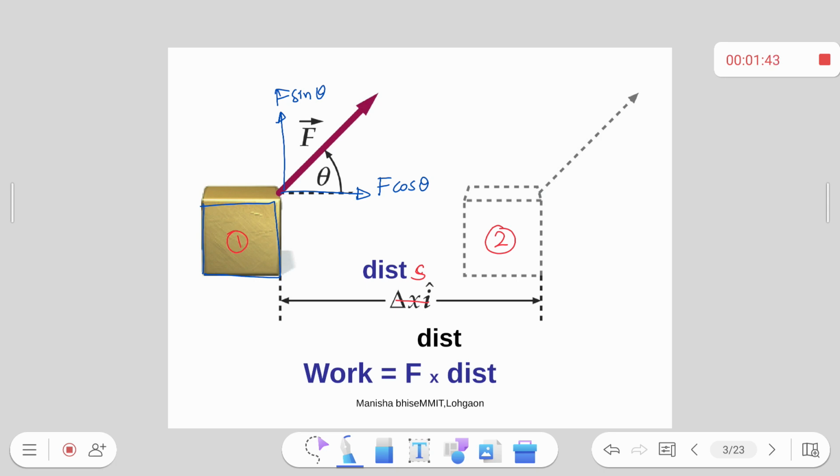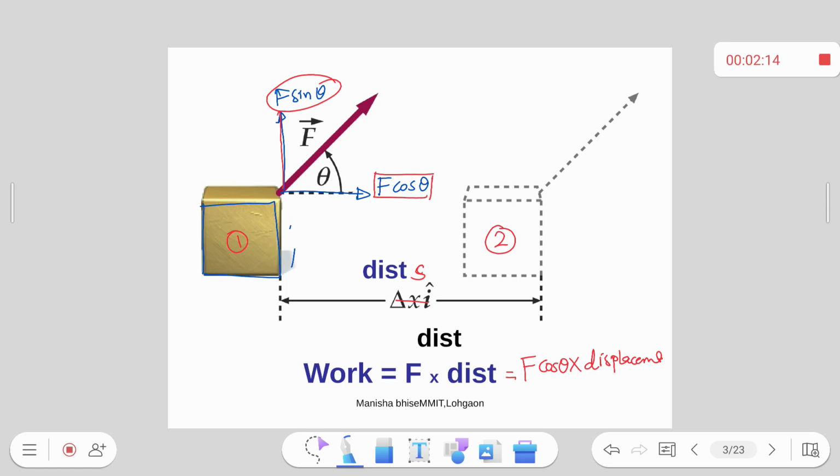This is F cos theta. Only one force is responsible for work done, because the object is moving in the horizontal direction, so there will be no motion in the vertical direction. If I write the formula, it becomes F cos theta into displacement S. Okay, this is the work done.